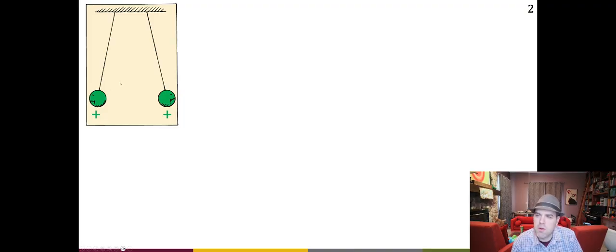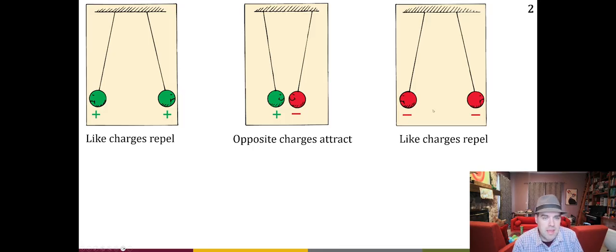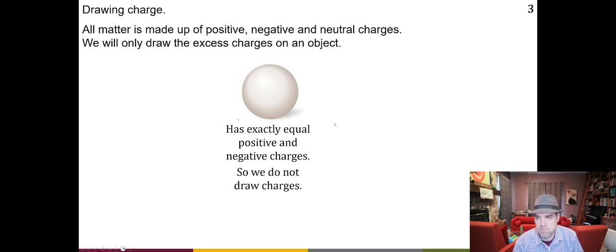Now, here I have two positive charges that are held by strings to a ceiling. And in an experiment, we see that two positive charges are actually going to repel each other. They're going to apply a force, pushing them away from each other. If I have a positive and negative charge, these apply an attractive force. So there's a force pulling them together. And even if they're both negative, they're also going to apply a repelling force. So like charges repel, whether they're both positive or both negative, and opposite charges attract each other. So one positive, one negative, it applies an attractive force.